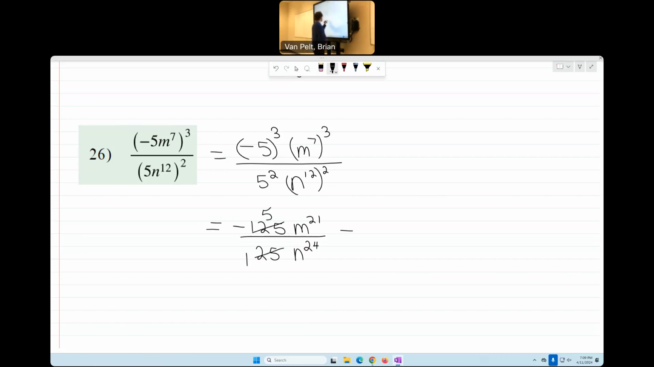My final answer then, the negative, you can put it anywhere, I can put it out front: -5 over n to the 24th. So with these problems, part of the determination is to figure out when you've successfully completed the task.